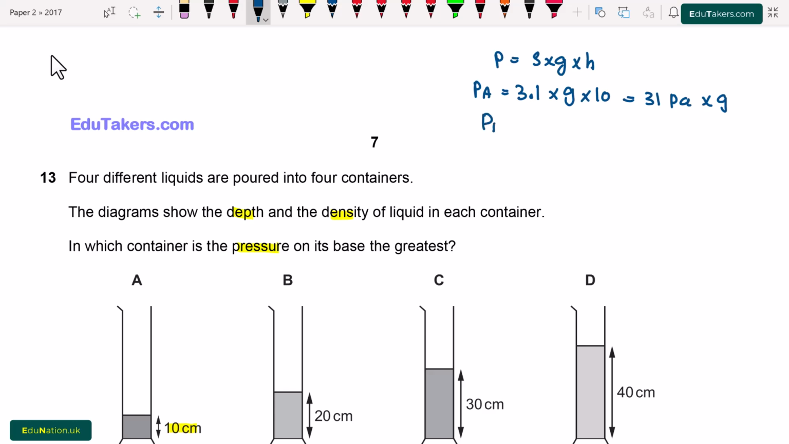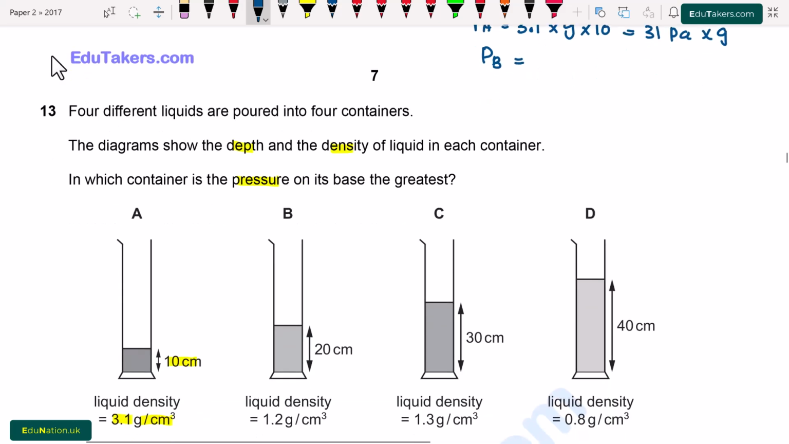Next, PB is equal to pressure for the B container. Here density is 1.2 gram per cubic centimeter and depth is given 20 centimeter. So I write here 1.2 multiplied by G and 20. It will be equal to 24 Pascal multiplied by G.